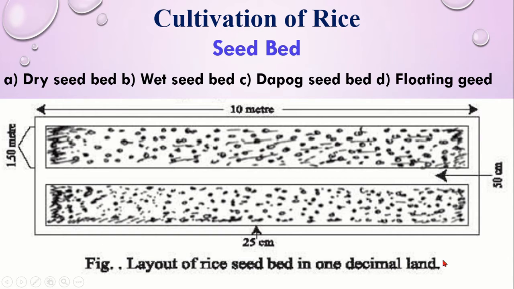of a rice seed bed. In your exam, if they ask you to draw an ideal seed bed, then you have to draw this ideal seed bed, which is for 1 decimal land. The main difference between the dry seed bed and wet seed bed is that one is dry, and in wet seed beds, the soil is wet, that means muddy and puddled in the field. You can get this picture in your textbook page 109, and the description will be there. So memorize this one. This one is very, very important.